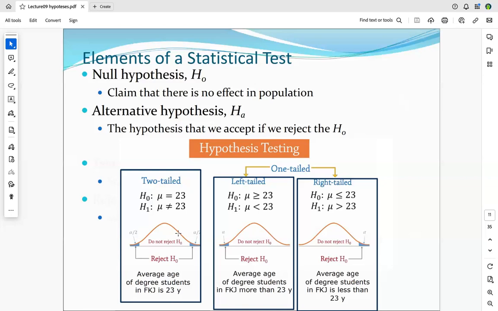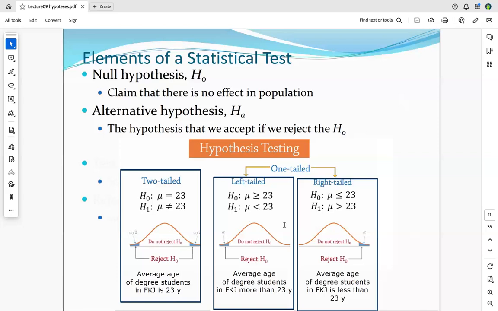Whereas if you look at the left tail, your null hypothesis is that the average age of degree students in FKJ is more than 23 years old. So in this case, our null hypothesis is more than 23, so our alternative hypothesis will be smaller. Remember in the class I showed you, for smaller, the arrow is on your left side. So your tail is on the left tail.